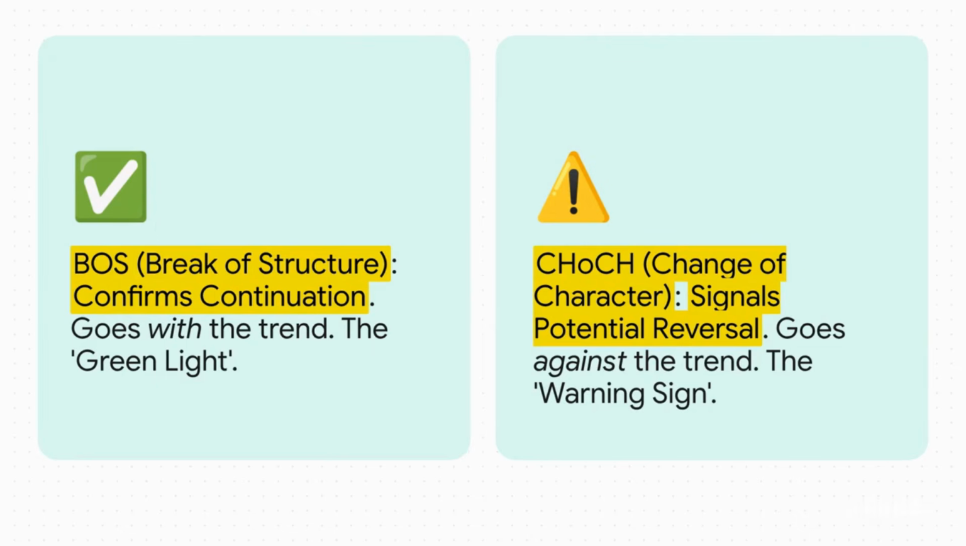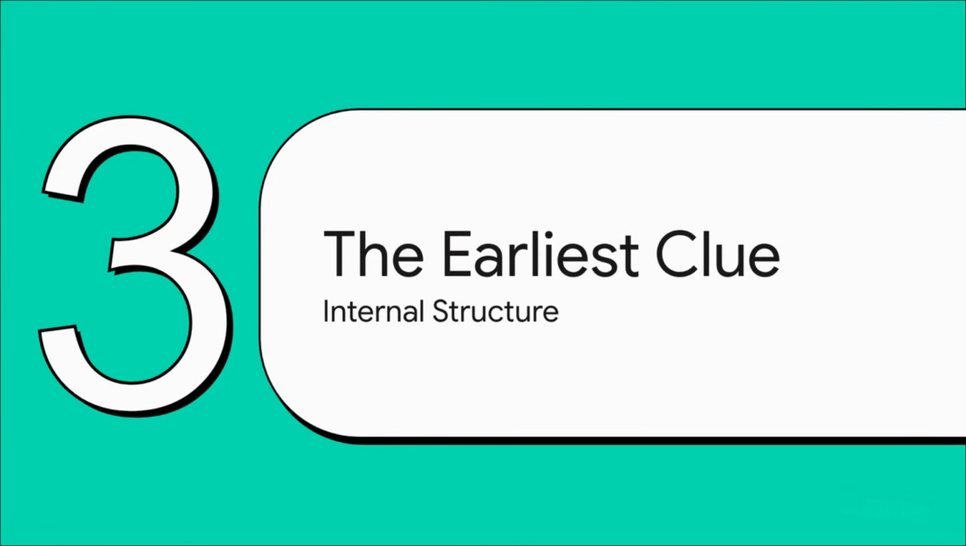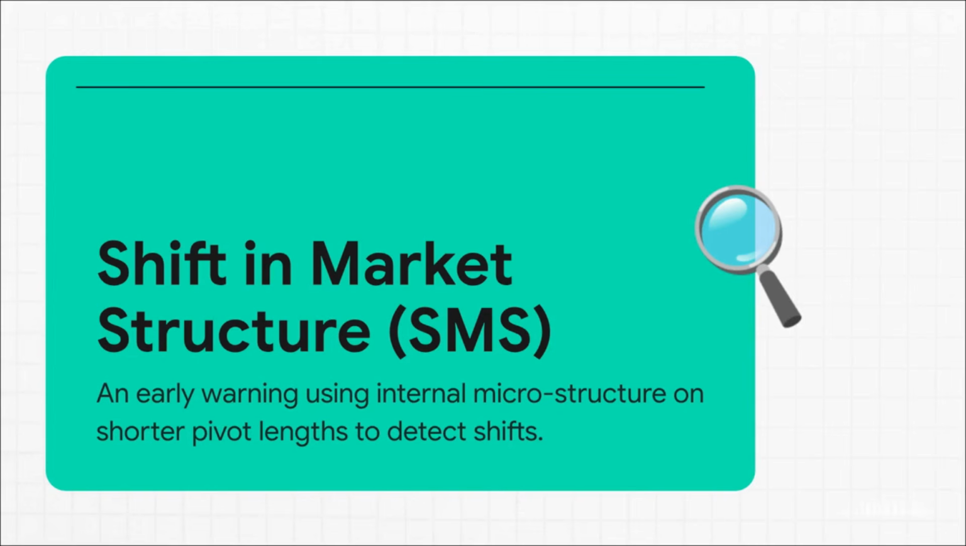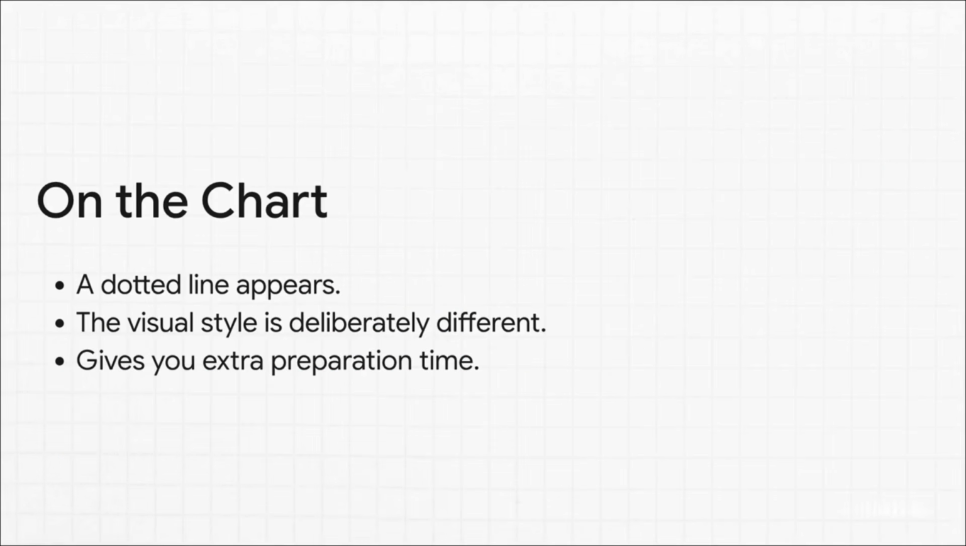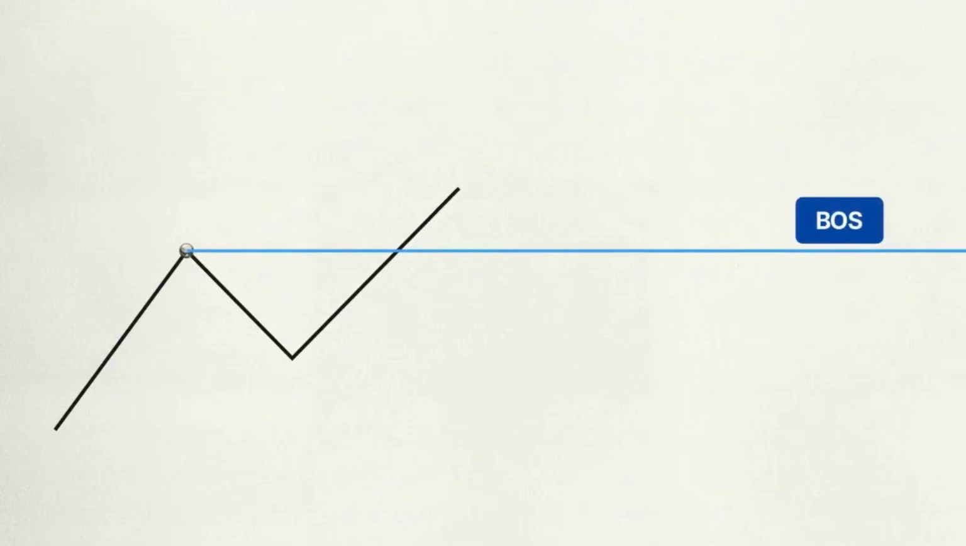The third is SMS, shift in market structure. This is an early warning. It uses a shorter internal pivot length to detect microstructure shifts before a full CHoCH even confirms. Think of it as seeing the first small cracks before the wall comes down. These dotted lines often give you extra preparation time.